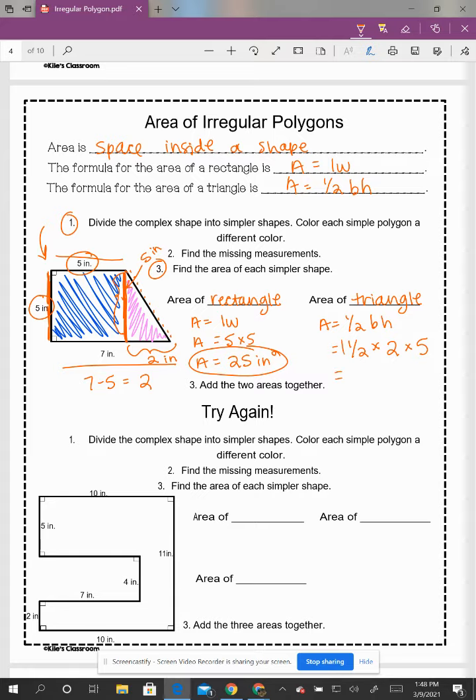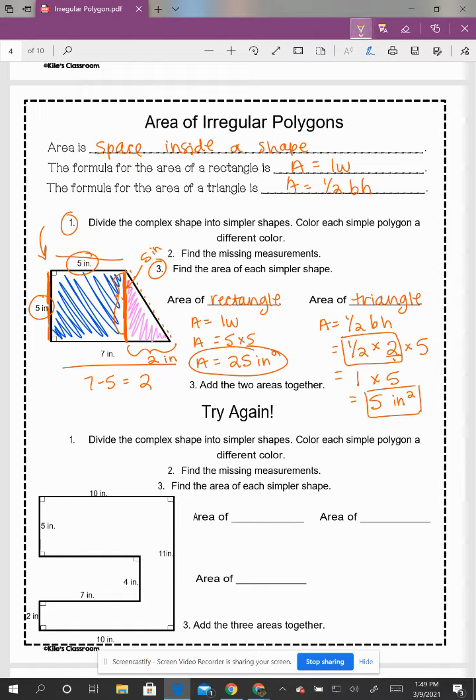Now using PEMDAS, I'm going to start by multiplying 1/2 times 2. If you were to put 2 over 1, that would give me 2 over 2. I know that becomes the whole number 1. You can also think of it as half of 2 is 1. When I wrap this up, I'm going to find the area of the triangle is 5 inches squared.